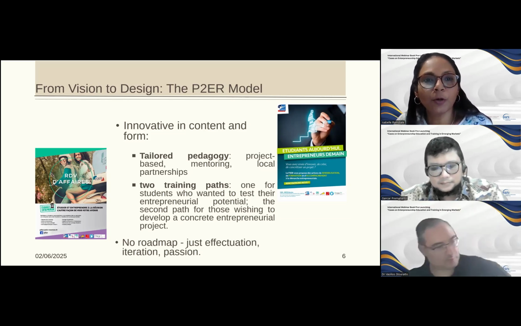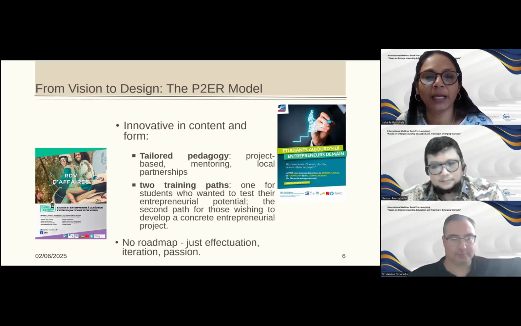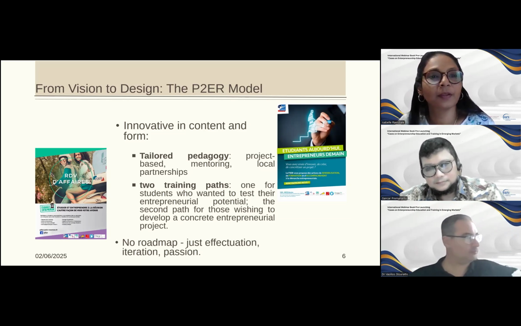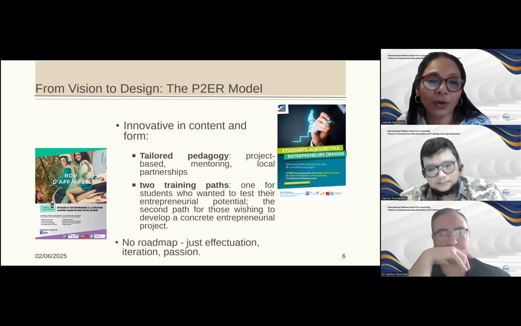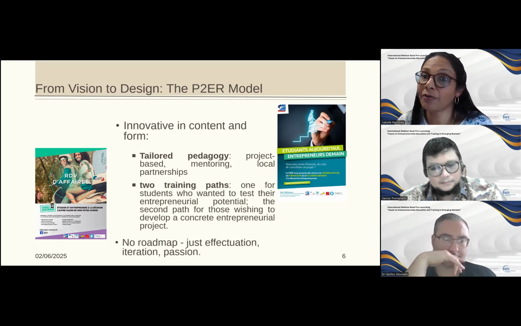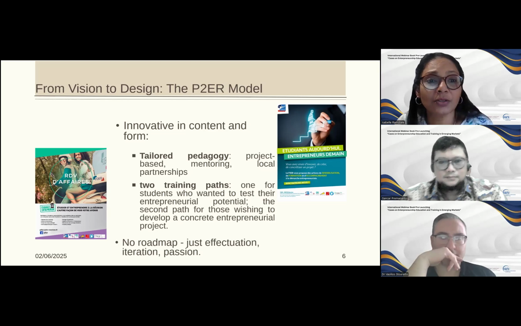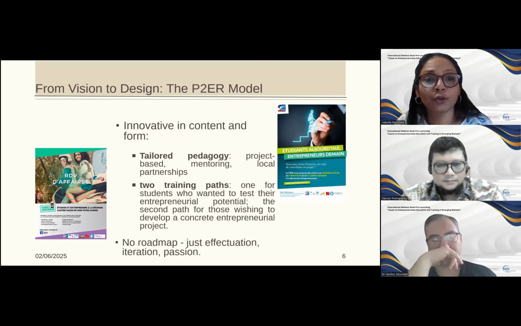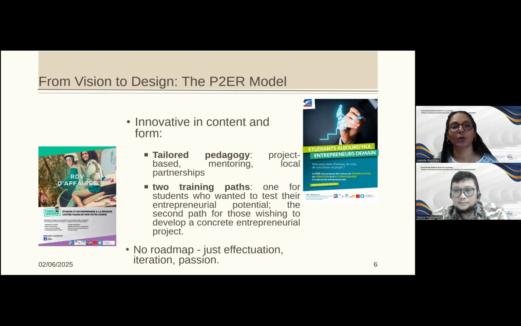The entrepreneurship diploma, which was put into place, offered two learning paths. Path one, what we called Créacteur in French, for those who want to explore their potential. For students at risk of dropping out, especially in vocational tracks. The goal was to re-engage them through career discovery and personal initiative, not with pressure to launch a business, but with space to find direction and confidence.